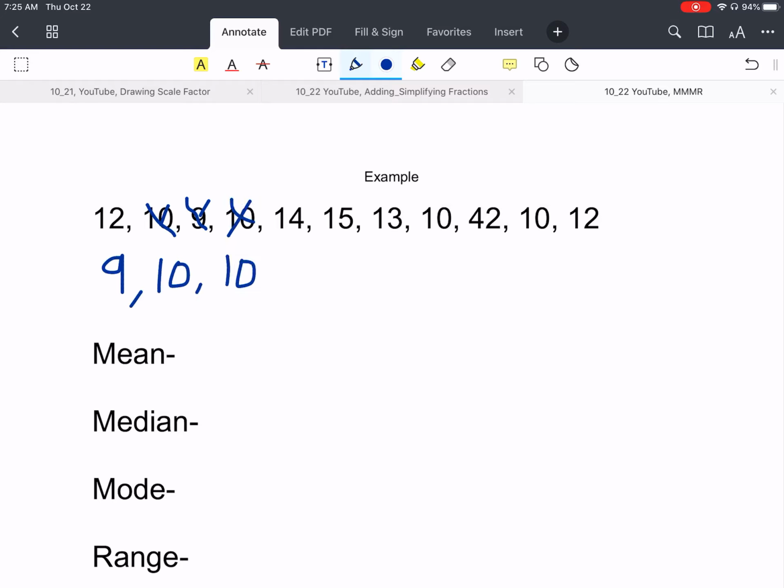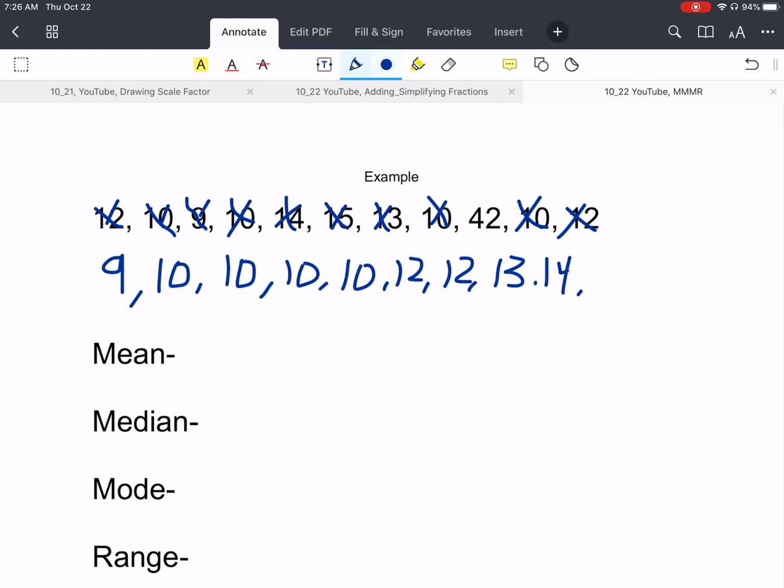There's another 10, another 10, another 10, scanning, there's a 12, there's a 12, 13, 14, 15, 42. So now I have ordered them from least to greatest, and that'll help a lot.